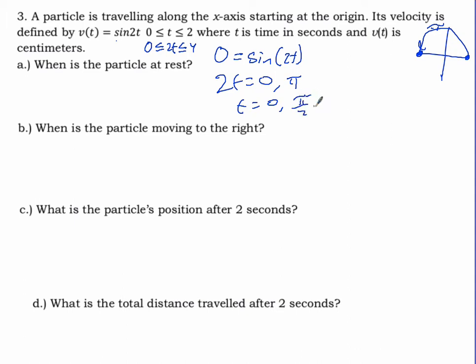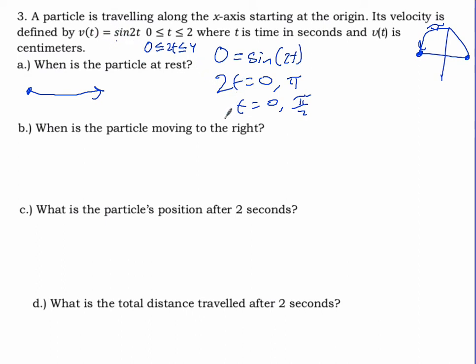And if you want a decimal, you can type it into your calculator and get whatever pi over 2 is. When is the particle moving to the right? So moving to the right is in the positive direction. Moving to the left is negative. So we're looking for when the velocity is positive.